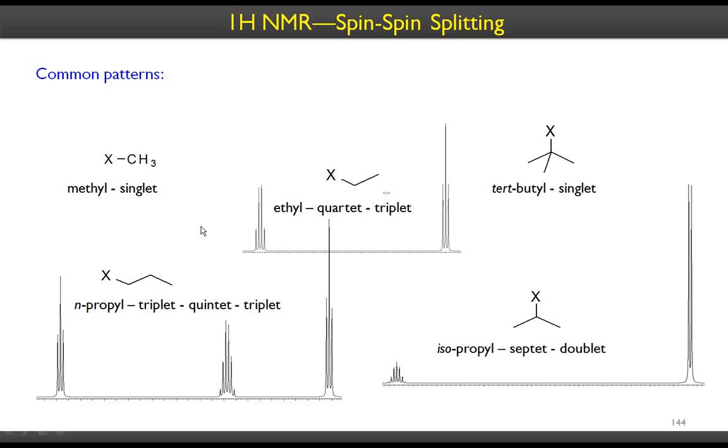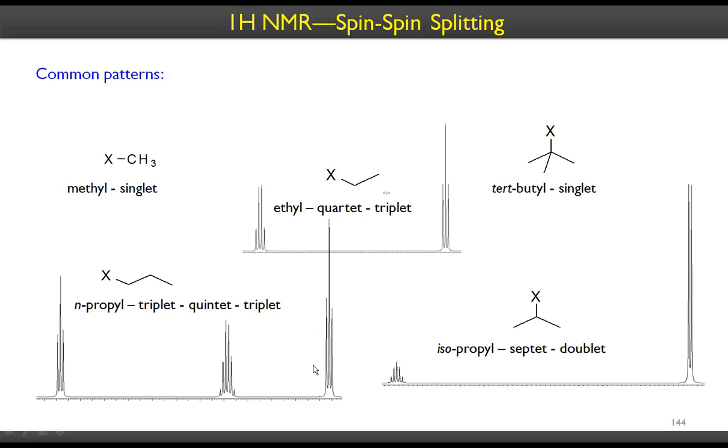So for example, we have a singlet for this methyl because it does not have any neighboring hydrogens on the neighboring carbon. This is an ethyl group, you see a quartet and a triplet. This is a propyl group, you see a triplet, a quintet, a sextet and a triplet. The sextet is for this one because of the 5 neighboring hydrogens, 5 neighboring nuclei, right? Okay, so these are the typical patterns.